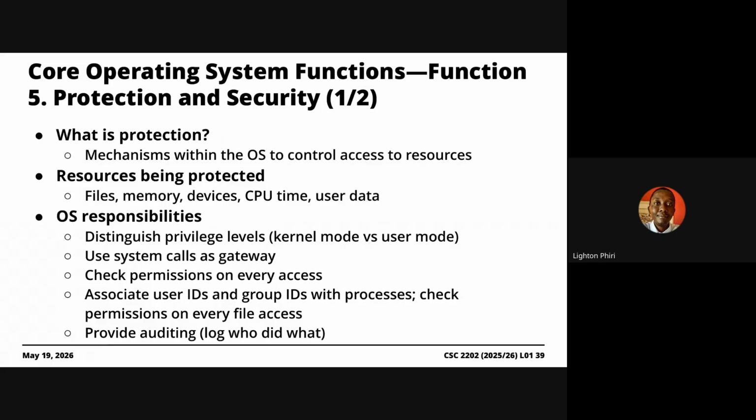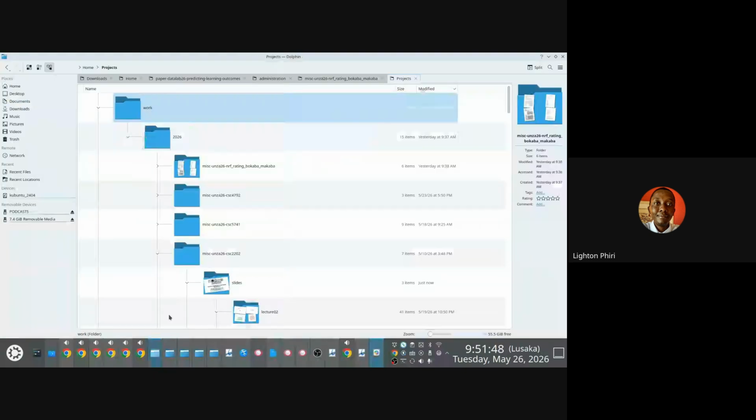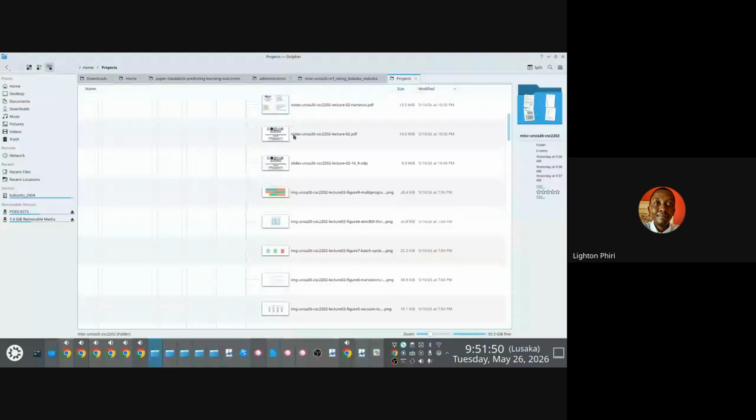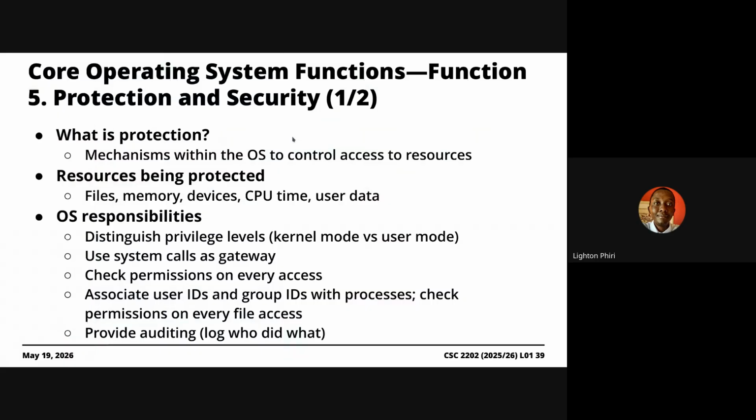So every time I want to open a file, I go here and I double click on a file. Implicitly behind the scenes, what the operating system will do is check if I, as the current logged on user, have access to read that file. Every time I want to write, it checks, do I have access to write to that file? Okay. Associate user IDs and groups with processes.